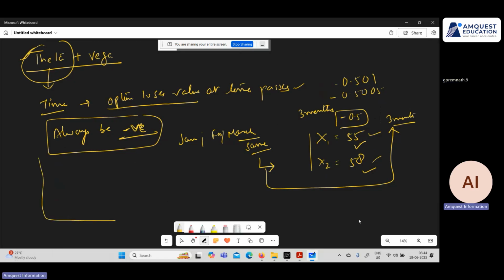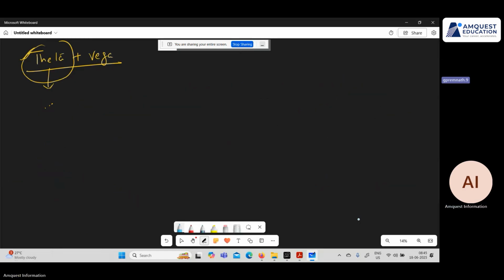So for theta, the curve is downwards. This is time value, and this is number of days to expiry. The last one that we have is Vega. Vega is basically volatility. And Vega, you can say that it is always positive.